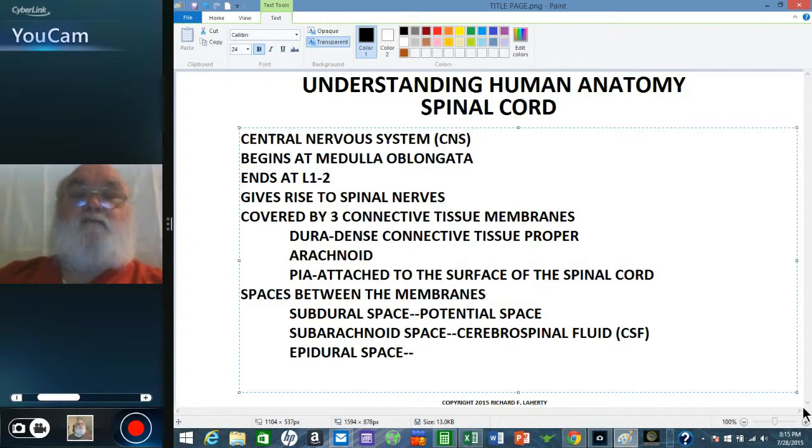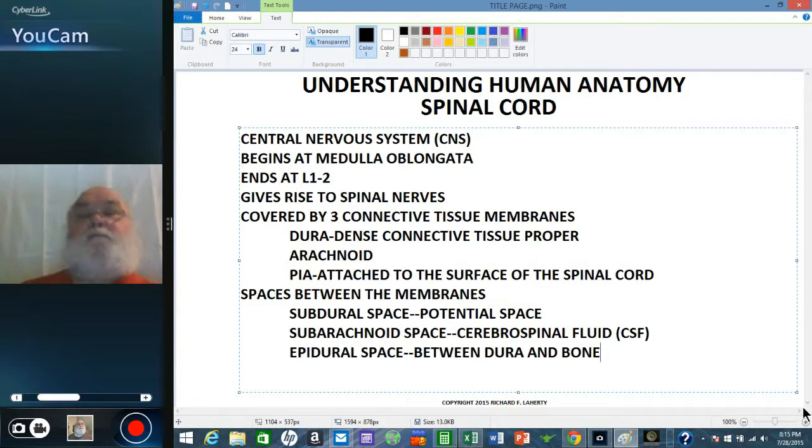And this is a space between the dura and bone. So it's superficial to the dura. The epidural space is filled with adipose tissue. It's filled with fat. It is a space in which anesthetic may be infused to provide a type of spinal anesthesia called an epidural anesthesia or an epidural block.